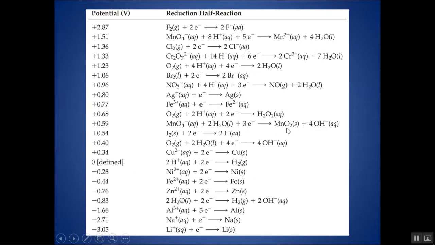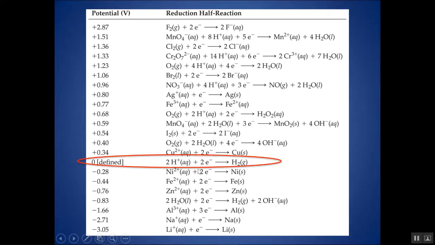So the AP used to have this whole separate formula sheet with these different half reactions. For now, on the AP, this would be embedded in a problem for whatever you need. But what you'll notice is these are a whole bunch of reduction half reactions, and they have a list of the potential in voltage on the left-hand side. And if we go down here, we see 0 defined.